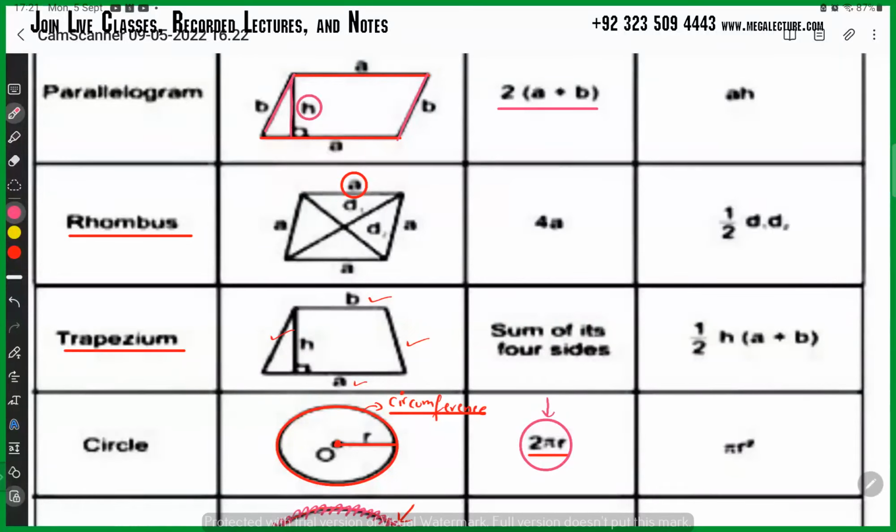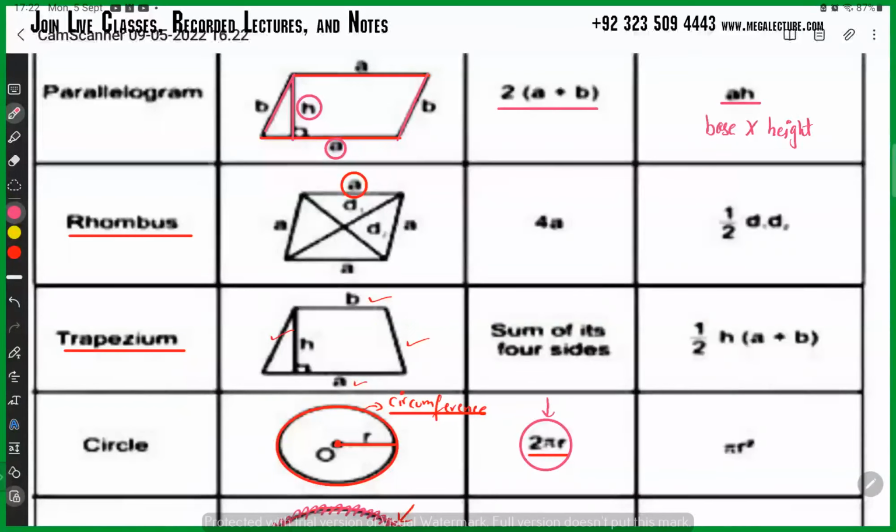This length is basically the height, and you need to have the base. So again, the area of a parallelogram is base multiplied by the height. The name of the variable does not matter. Here they have written AH because this is A in this figure. But actually, it is base multiplied by height. So just stick to base multiplied by height.